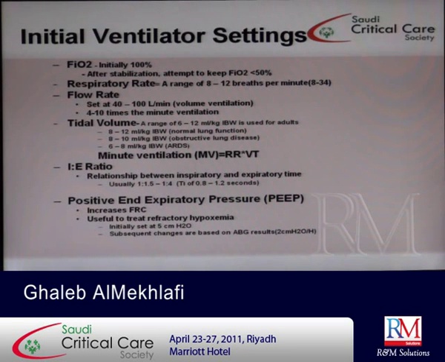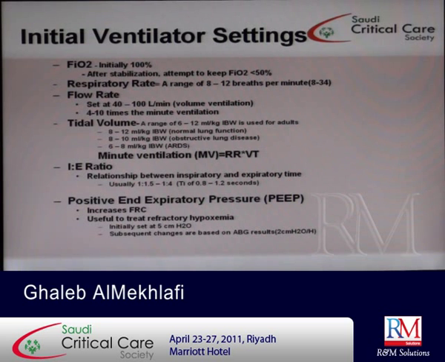FiO2: usually you start with 100%, and after stabilization we attempt to keep the FiO2 less than 50, because 60 or more is the toxic level of oxygen. So our target is first to stabilize the patient and correct the hypoxemia, and then once corrected you have to go down to less than 60 or around 50, which is safe for the patient. Respiratory rate: the average is 8 to 12 breaths per minute, but you can go up to 34, that is allowed with low tidal volume.